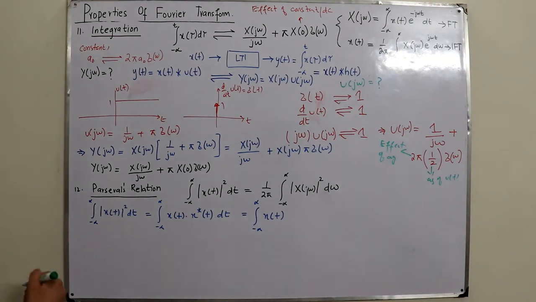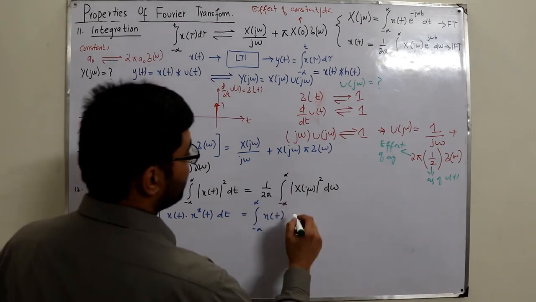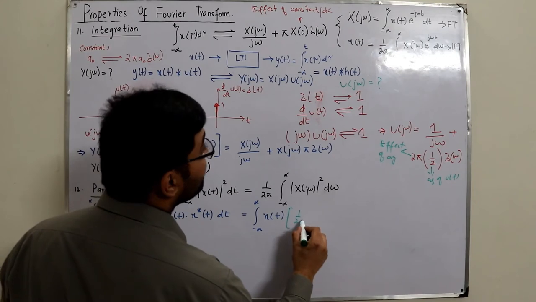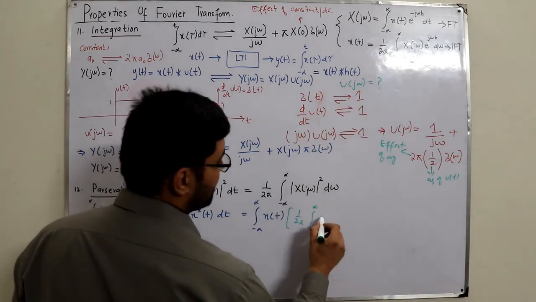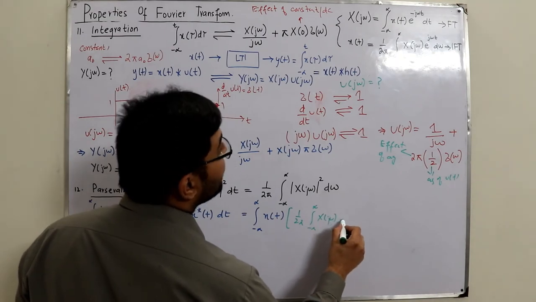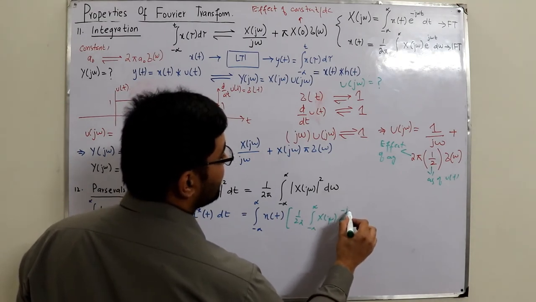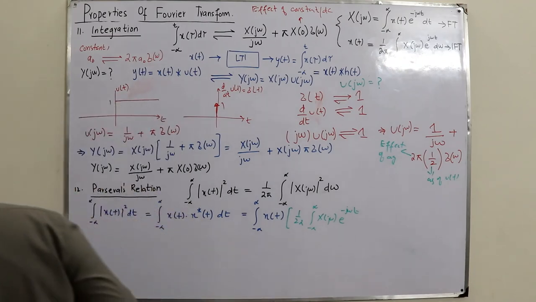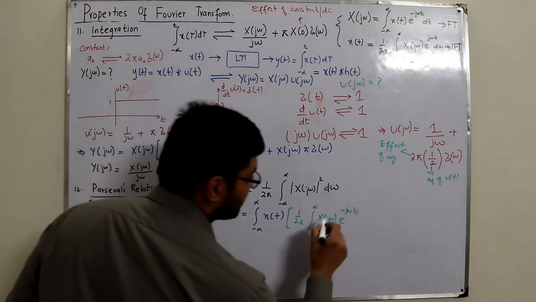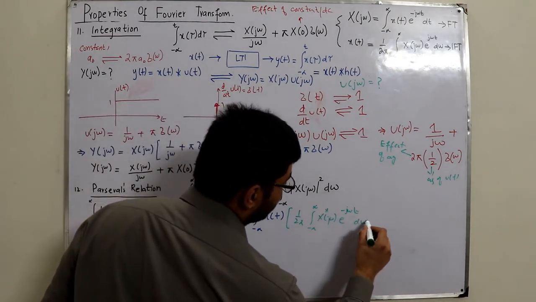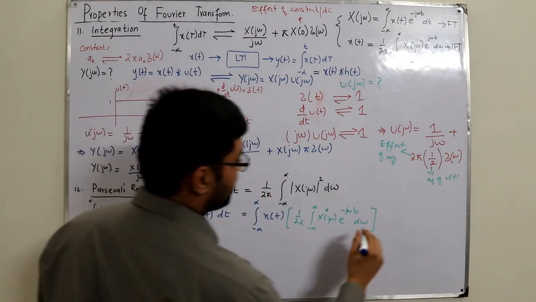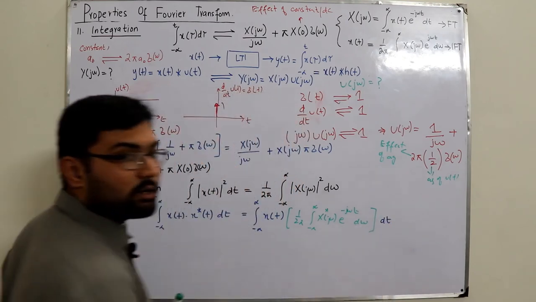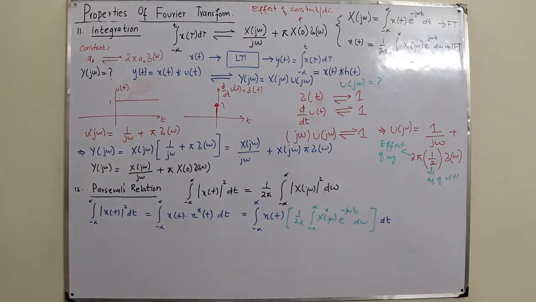So which means what? Yes. Which means x conjugate of t is, from there, 1 upon 2 pi, the integration from negative infinity to positive infinity, x conjugate of j omega, exponential of negative j omega t, and this x will also have a conjugate, right? Yes. And this would be with respect to omega. Fine. And the final dt we would write over here. Is that okay? Till here it is.